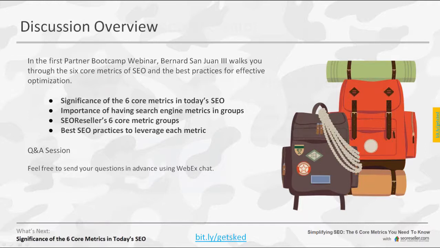Now, let's get on to an introduction of what we're covering in this conversation. What we're talking about are the 6 core metrics of SEO and the best practices for effective optimization.